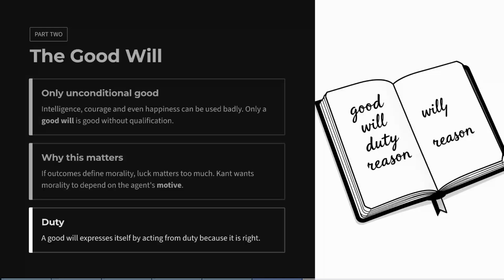And this is what Kant insists, that morality cannot be grounded in outcomes. He insists it for that reason. Outcomes involve luck. A person can act with perfect moral integrity and still produce terrible consequences through no fault of their own. Kant wants morality to depend entirely on what is within the agent's control: their will, their motive, their commitment to acting from duty.